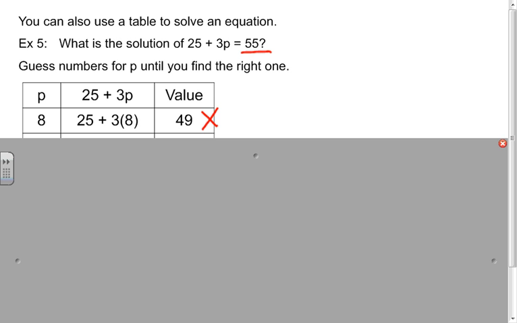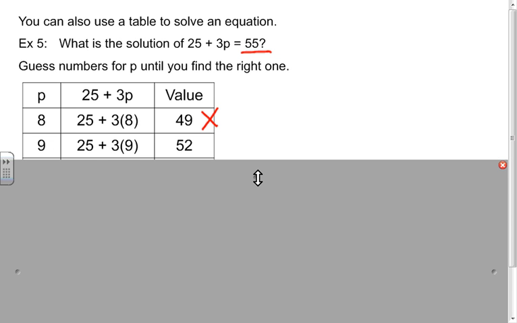So 49 doesn't work. Now, do I need my answer to go up or down? I got 49, I need 55. That means I have to go up. So I'm going to guess another value for p that's a little bit higher. So I'm going to plug in 9. If I plug in 3 times 9, that's 27. Add 25 to that, and I get 52. Again, I was looking for an answer of 55, so that doesn't work. I still need to go a little bit higher, right?